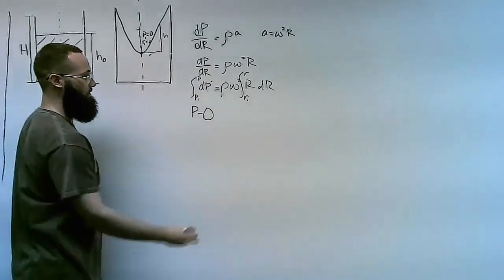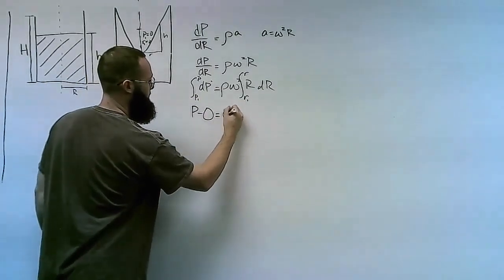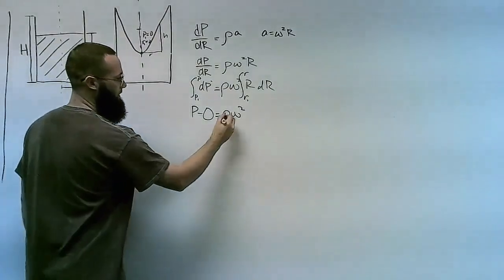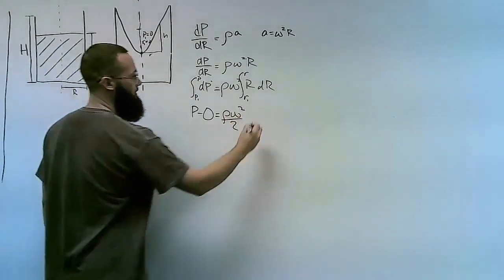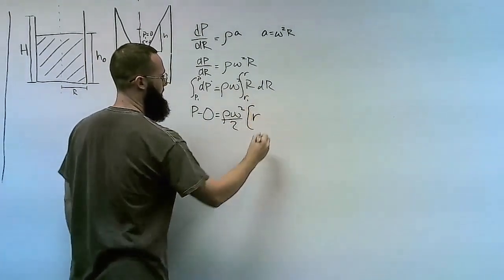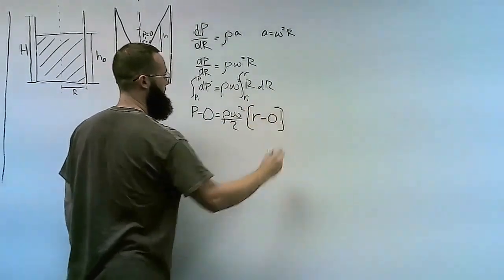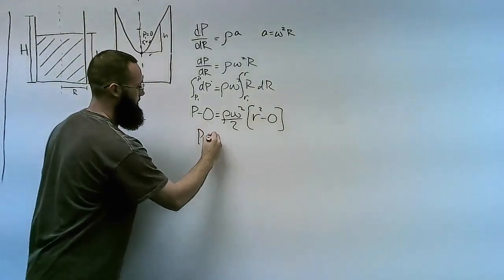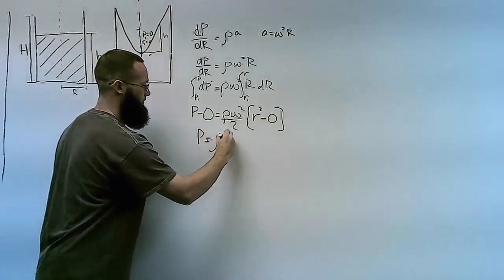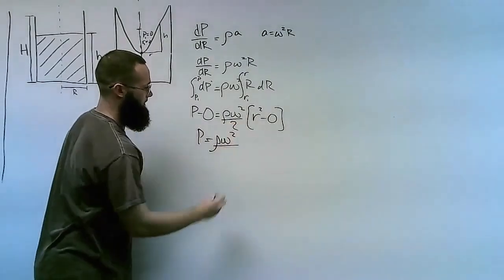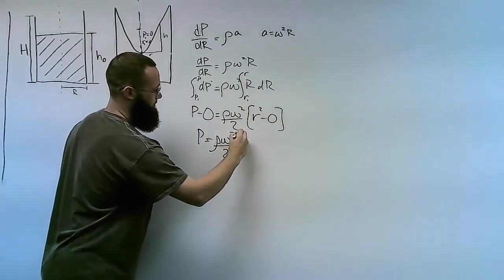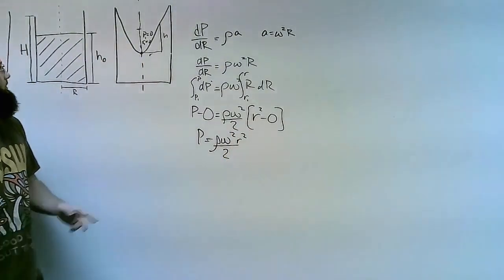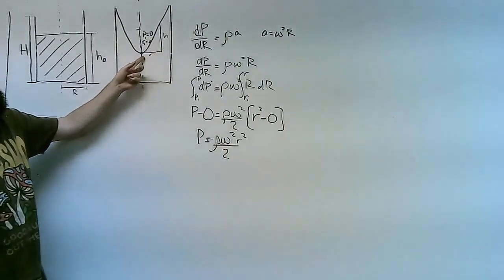On the left side, we have P minus 0 is equal to rho omega squared. Those are both constants, so those stay outside the integral. And that'll be over 2, from r minus 0, r squared. So this will give us a final equation: the pressure is equal to the density times angular frequency squared divided by 2 times r squared. And so this will be the radial pressure at this point.